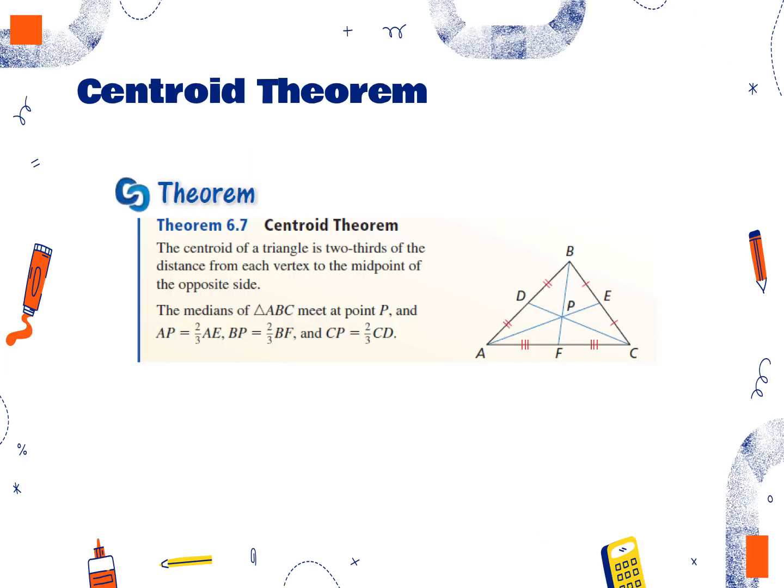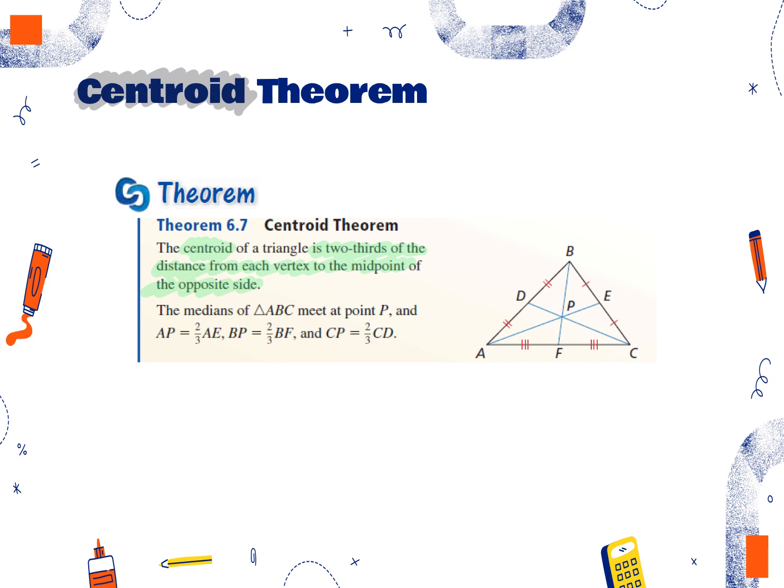Now that we know how to identify the centroid, we're going to apply it with a theorem. The centroid theorem basically tells us that the centroid of a triangle, that point of concurrency, is 2/3 of the distance from each vertex to the midpoint of the opposite side. It's 2/3 of the distance. So that's kind of interesting. Now let me look here and show you what we're talking about.